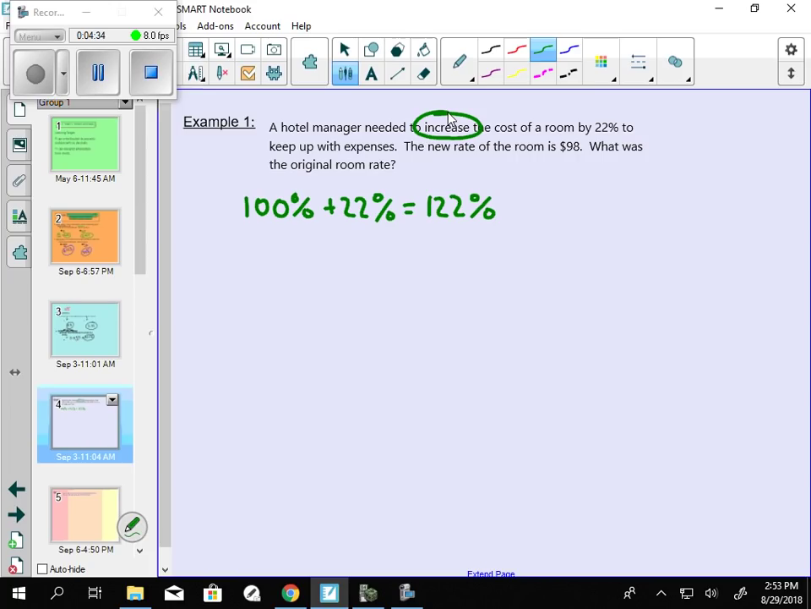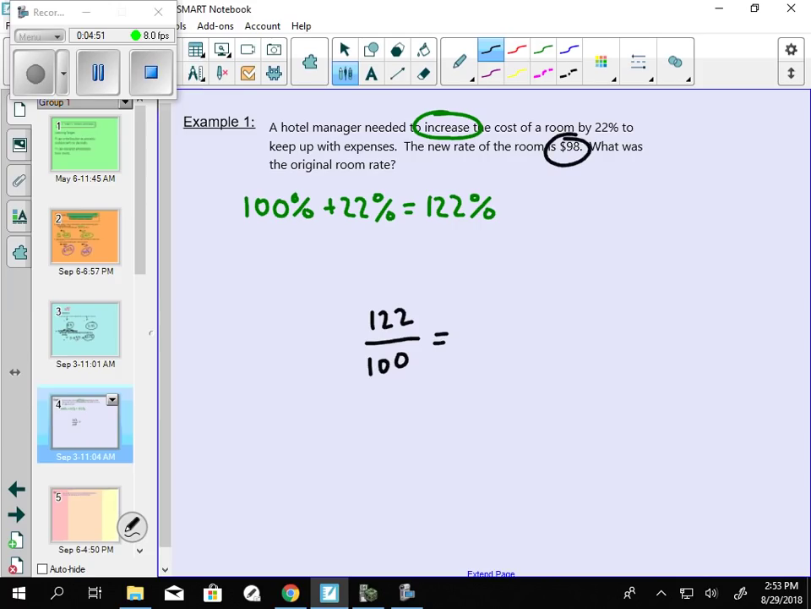So we can solve a problem like this with a simple proportion that you've done before. So percentages, here we got 122, are always out of 100, okay? Now we want to put that equal to the other information we have.